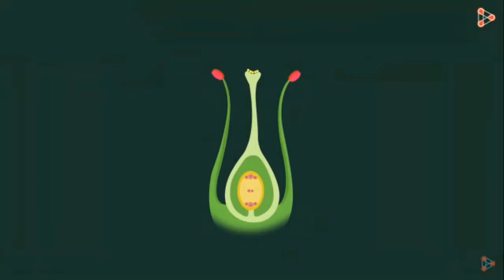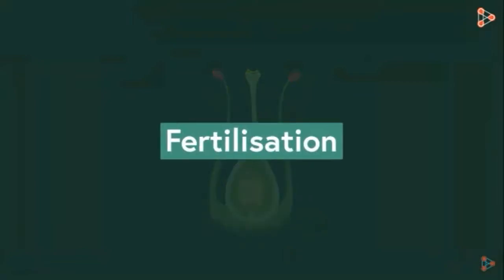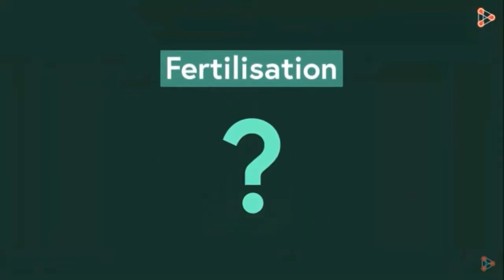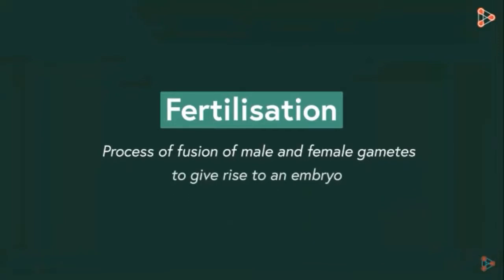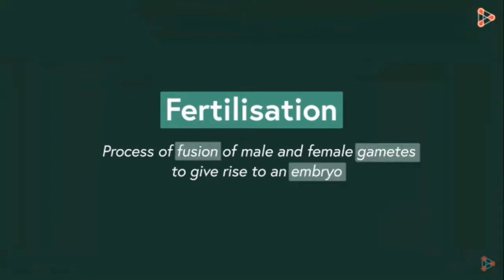The next and the most important step is that of fertilization. Now, what's this process exactly? Fertilization is simply the process of fusion of the male and the female gametes to give rise to a new embryo. Before understanding this process, let's understand these terms which are new for us.